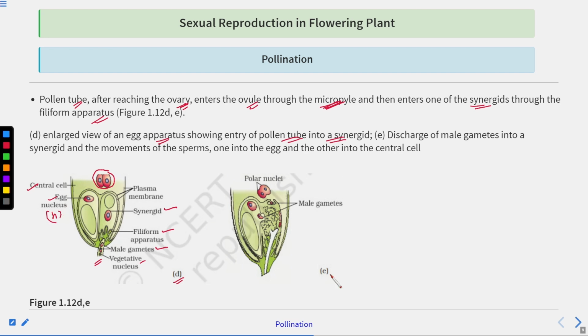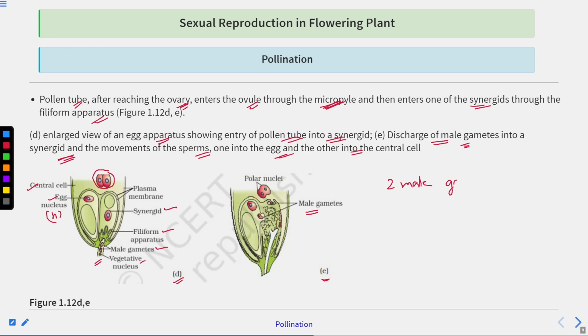Now image E, what is image E? This is the discharge of the male gametes into the synergid and the movement of the sperms, one into the egg, another into the central cell. So male gametes are released inside the embryo sac. Or you can say the male gametes are released where? Into the synergids, and one will fertilize the egg cell. So there are two male gametes.